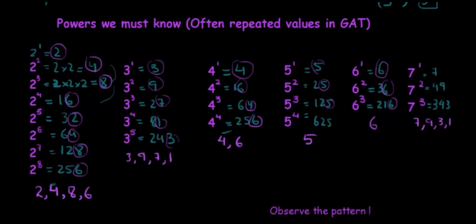The reason we're looking into patterns is sometimes they give you a huge number, for example 5 to the power 20, and they're expecting you to get the answer. But if you know that the power of 5 ends up in a 5, you can very easily, within 2 seconds, spot the answer and move on.